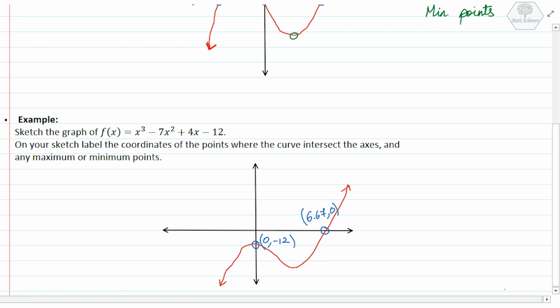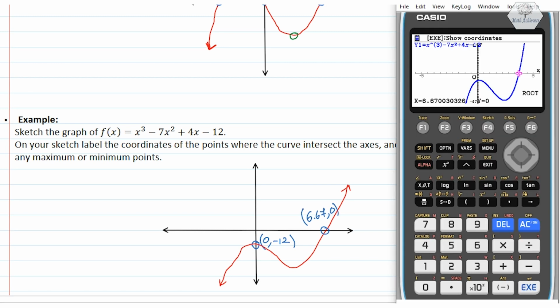And let's find the maximum and the minimum points. I go to Shift G solve max for the maximum point. I find the maximum point to be 0.305 with y negative 0.4, which is close to the y-intercept.